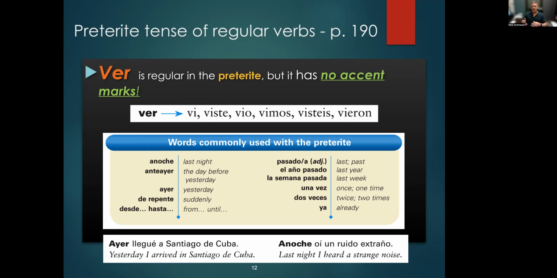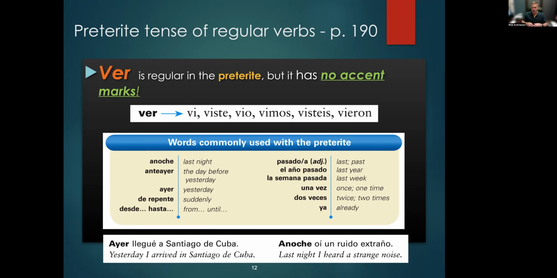Una vez yo hablé con el papá de mi novia. So one time I talked to my girlfriend's father. And that's how that would signal that something happened in the past. You wouldn't say one time I do talk to him. You wouldn't use that in the present tense. If you're saying one time, you're talking about a time in the past in which something occurred. Dos veces yo aprendí nuevas palabras en la clase.